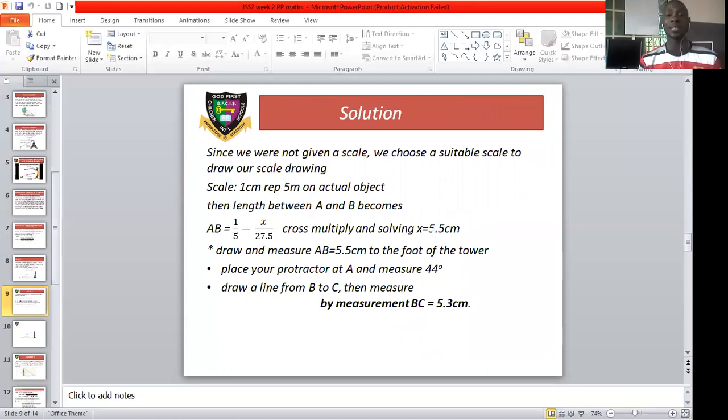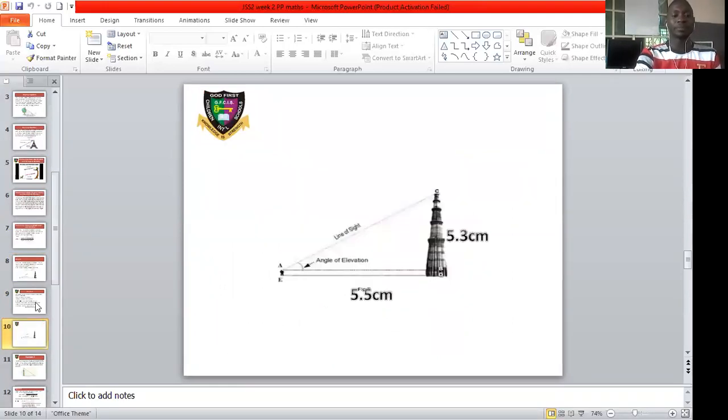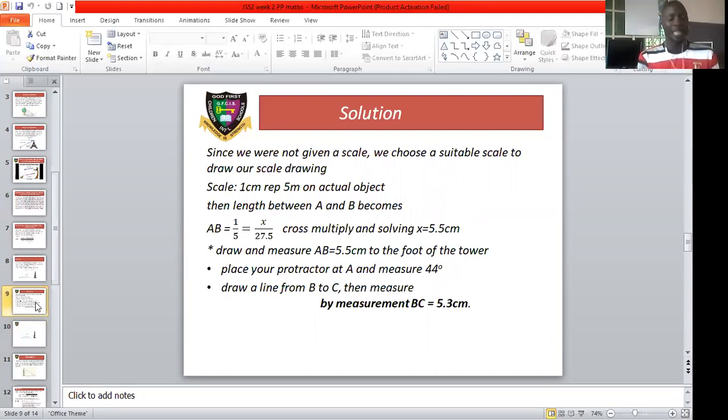If you cross multiply and make X the subject of the formula, you have X to be 5.5 centimeters. I would like you to get your pen and paper to solve and cross check to make sure you get 5.5 centimeters. Recall, the scale we chose is 1 centimeter to represent 5 meters. So 27.5 meters is now represented by 5.5 centimeters on our scale. So our AB becomes 5.5 centimeters, from point A to the foot of the tower.